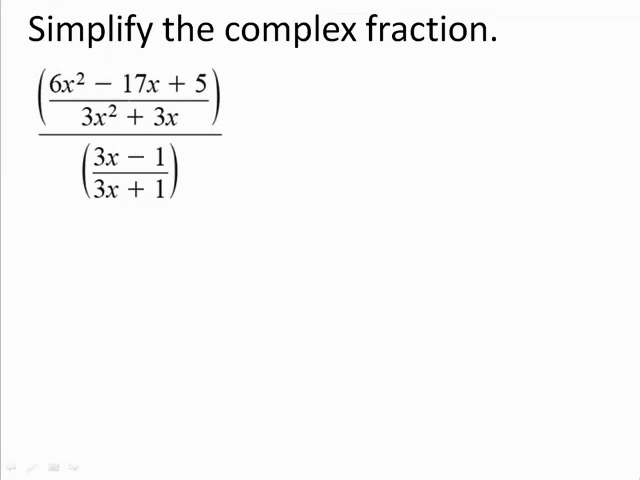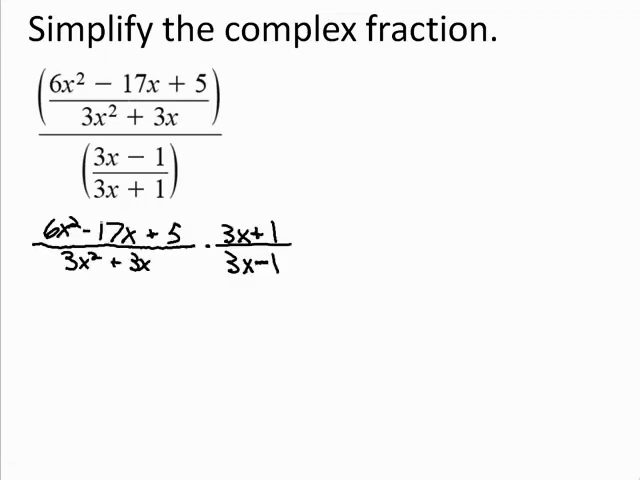Simplify the complex fraction. The quantity 6x squared minus 17x plus 5 divided by 3x squared plus 3x divided by the quantity 3x minus 1 divided by 3x plus 1. When dividing fractions, invert the divisor and multiply. 6x squared minus 17x plus 5 divided by 3x squared plus 3x times 3x plus 1 divided by 3x minus 1. Multiply the numerators and denominators.